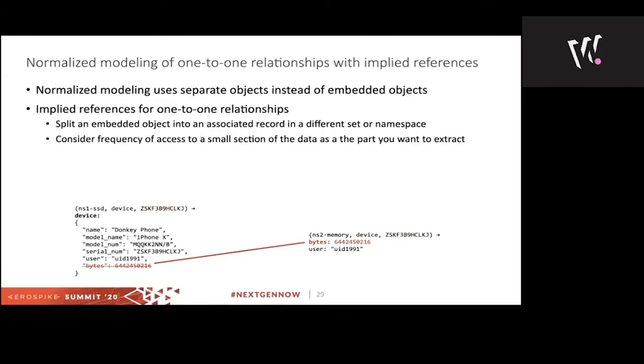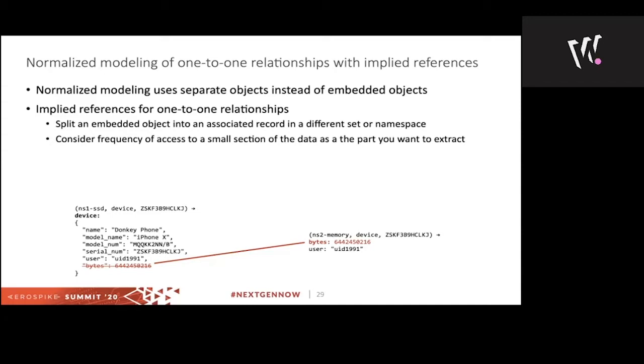So now let's talk about normalized modeling approaches. In this case, we're doing one-to-one relationships using implied references. Normalized modeling just means that we are using separate objects instead of embedded objects. And in this case, we are going to imply the reference between the two objects.